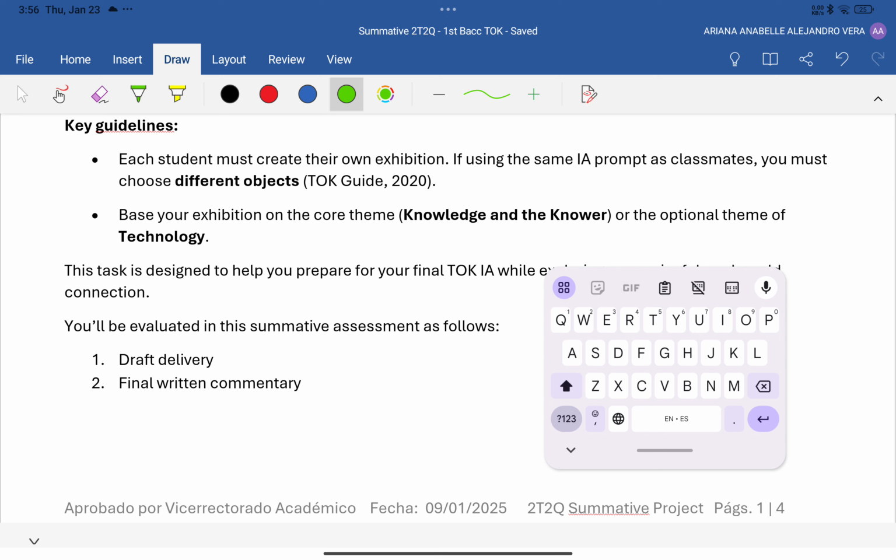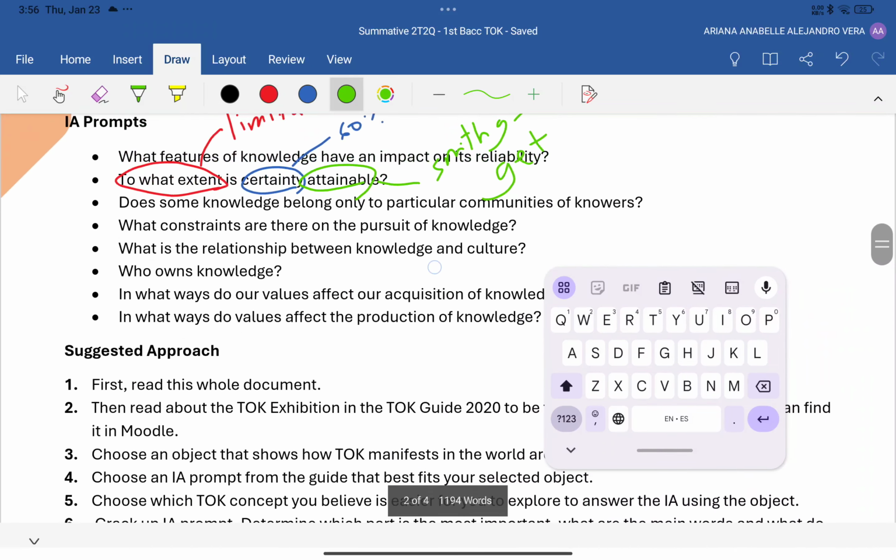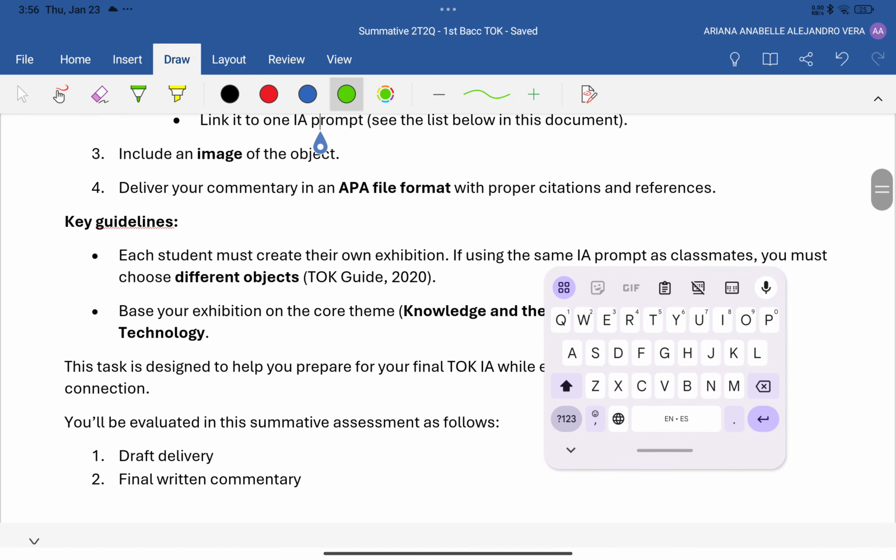Where is the outline for that? It does not say here, but it's somewhere in the Moodle. Okay. It's okay. If using the same IA prompt as classmates, you must choose different objects.